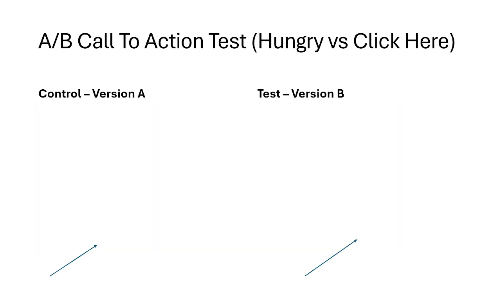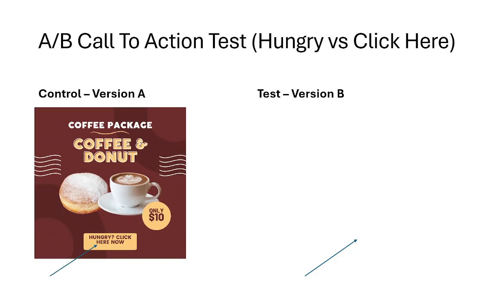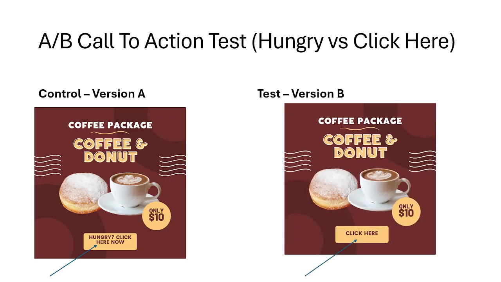So here's another example. We're going to do an A/B call to action test where we change the wording in the call to action. So here's our control, which you saw on the previous page. Coffee package, coffee and donut, only $10. Hungry, click here now. That's the control, or version A. But I'm going to test that against a more simplified call to action. Just click here. So in this case, I'm testing the wording in the CTA. I want to see which version of the ad receives more responses. I've left everything else the same, and that's really important.